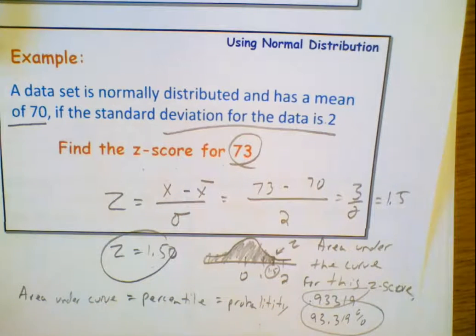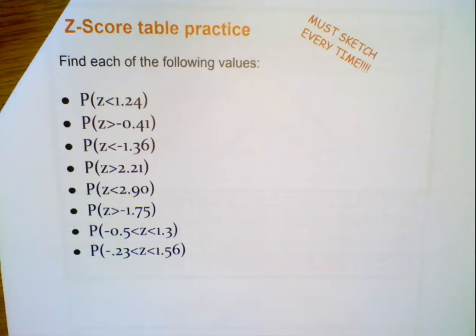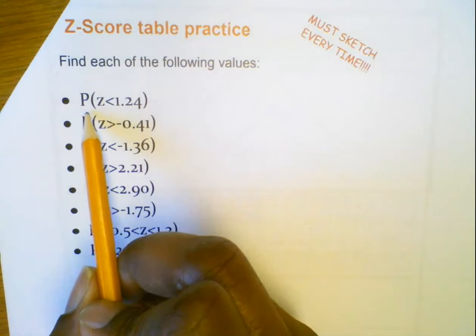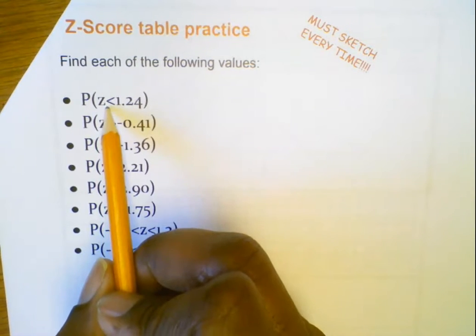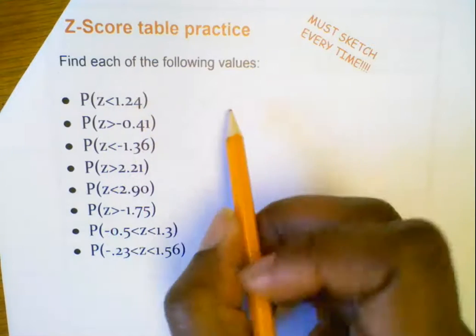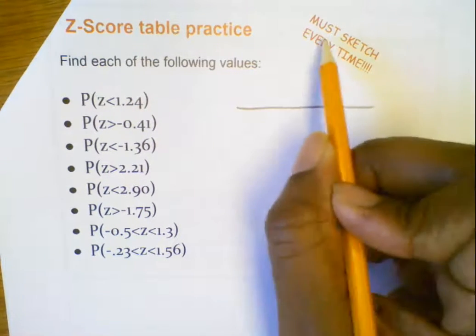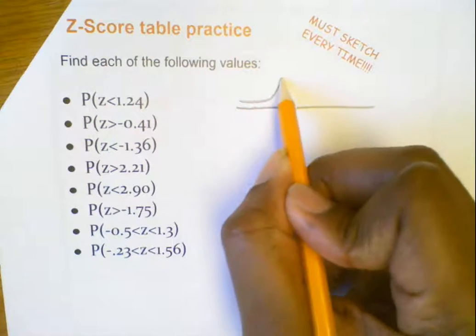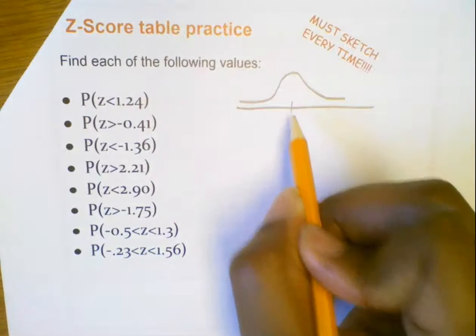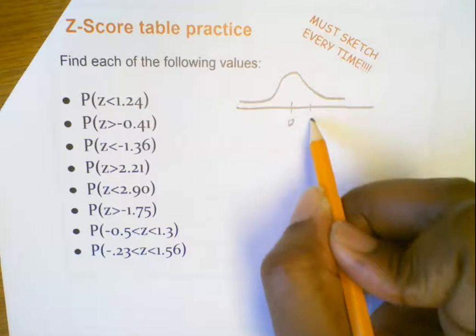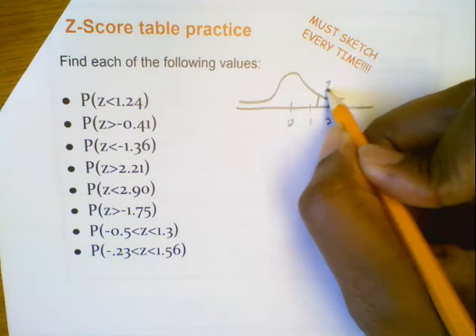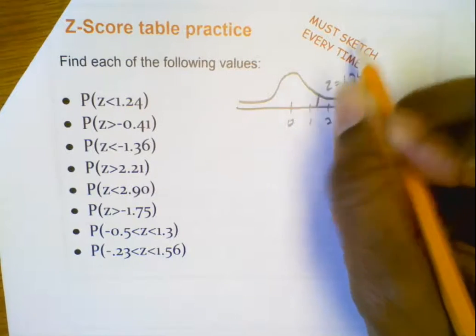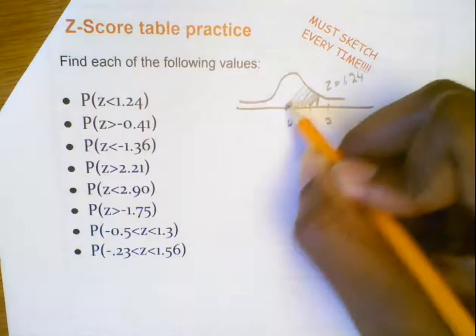All right, let's do some more. This is my z-score table practice. It says find each. That P means probability. That means the probability that Z is less than 1.24. I'm going to draw a picture. It says sketch a graph each time. So here's my picture. Here's that Z at 0. Here's Z at 1. Here's Z at 2. So 1.24 is right here. I'm going to shade all that. That's my picture for it.